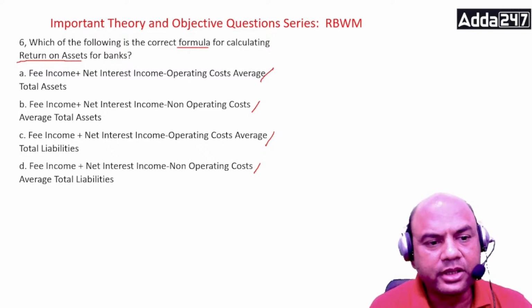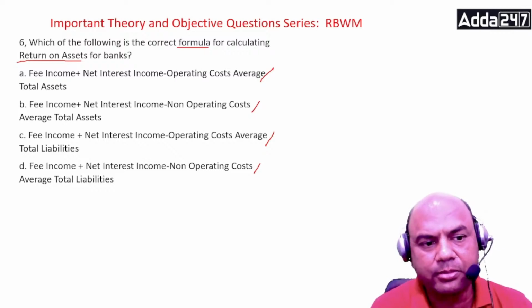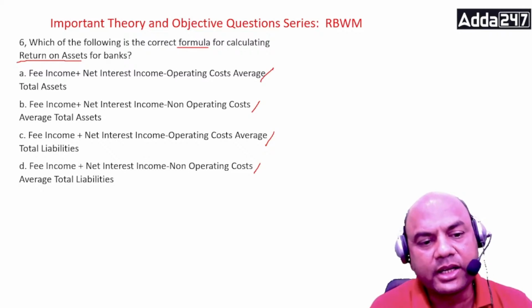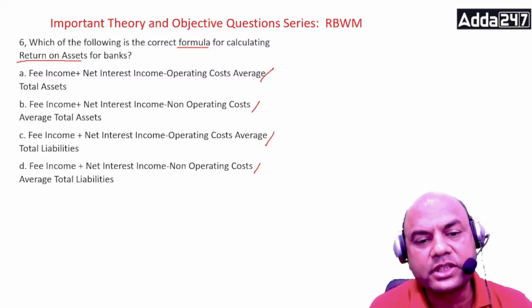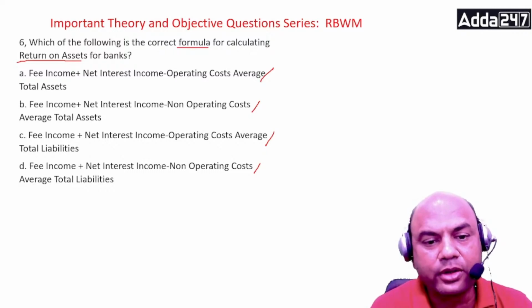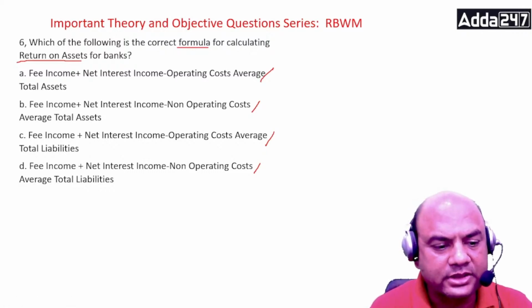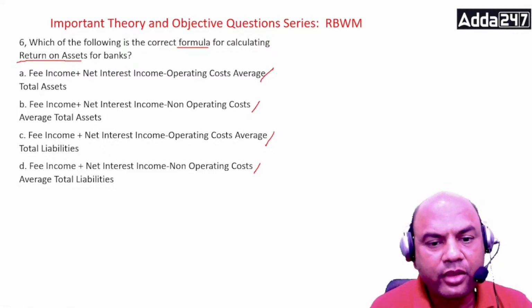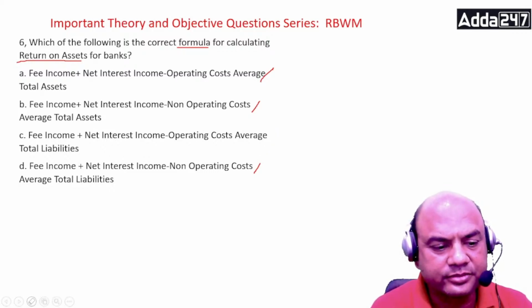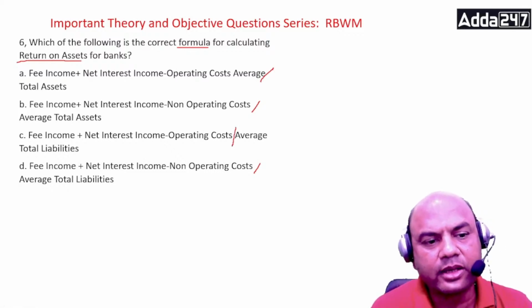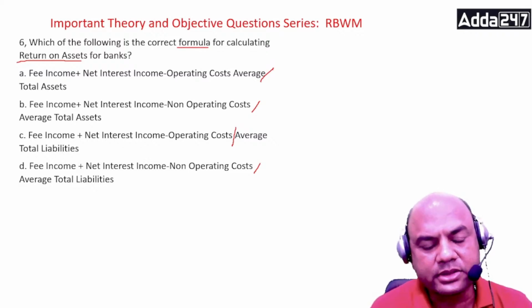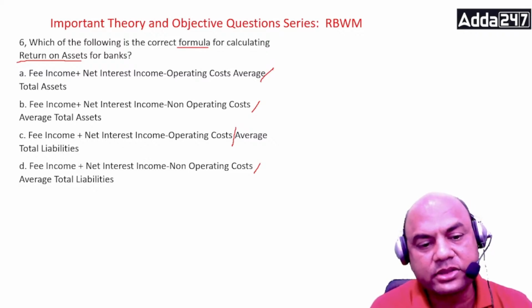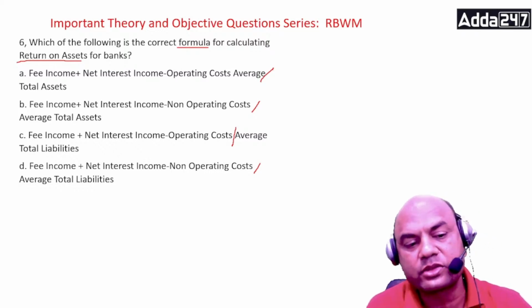Fee income plus net interest income minus non-operating cost upon average total assets. Fee income plus net interest income minus operating cost upon average total assets. Then upon average total liabilities: fee income plus net interest income minus non-operating cost upon average total liabilities.